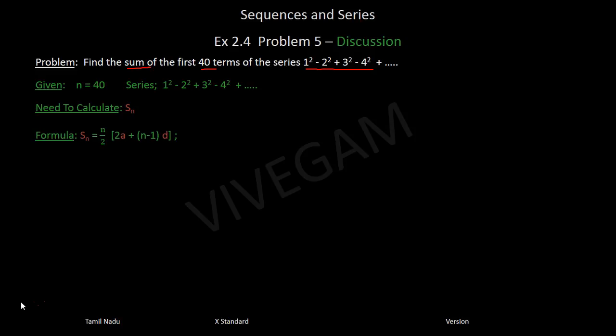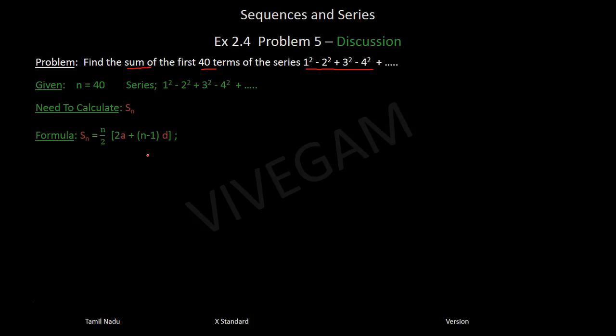What is the formula? Formula is Sn equal to n by 2 into 2a plus n minus 1 into d. But if you look into this problem, first of all, we don't even know whether this is an AP series or not. It is not clear. So I don't know whether we can use this formula or not. The first step is to make sure that it is an AP. But it doesn't look so as of now, so we need to do something on it.